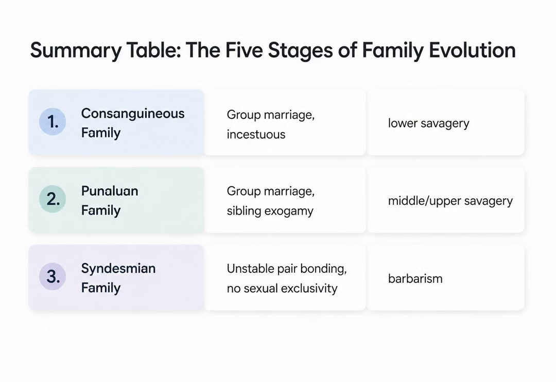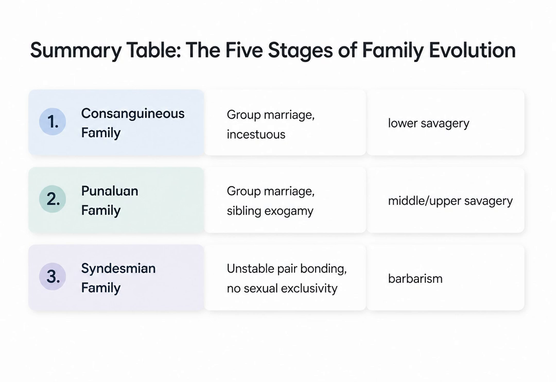First, the consanguine family, characterized by incestuous group marriage with no incest taboos, existing during lower savagery. Second, the Punaluan family. Group marriage remains, but brothers and sisters no longer marry, laying the foundation for exogamy during middle and upper savagery.